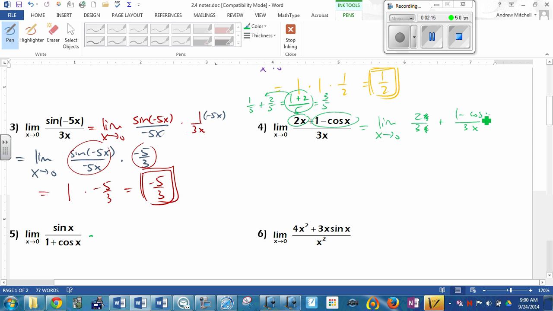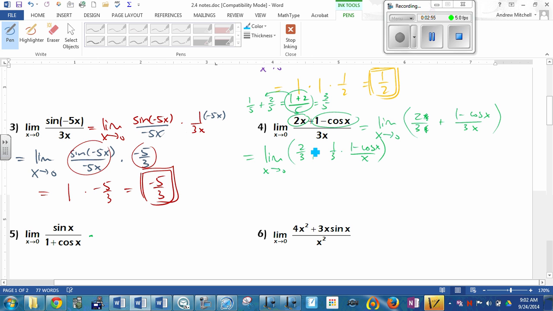Over here, it's almost what we need it to be. We need it to be 1 minus cosine of x over x, but there's a 3 there. So this 3 here, we can go ahead and factor this 3 out to get it how we need it to be. So we have limit as x approaches 0 of 2/3, so this whole thing here, plus this can be written as 1/3 times 1 minus cosine of x over x. So we just separated that, kind of factored that 3 out, or took it away from that fraction. This is still the same, right?